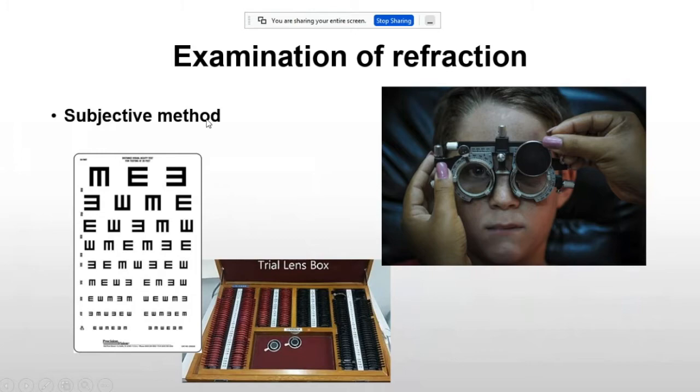So how do we do the subjective method of examination? First, monocularly, we check visual acuity. If visual acuity is 1, so it's normal, we can ask a question: what can the refraction of this eye be? Who can see clearly at distance? Emmetropic eye, right? Are you agree? Yes, because an emmetropic eye can see clearly at distance without accommodation.